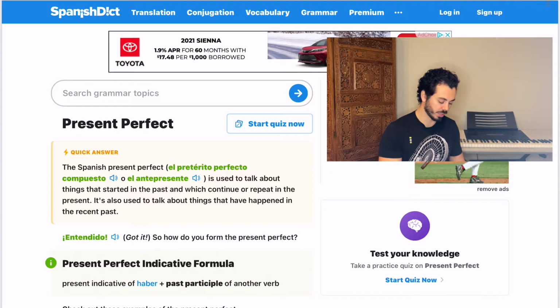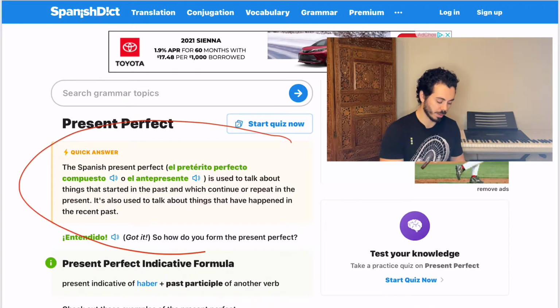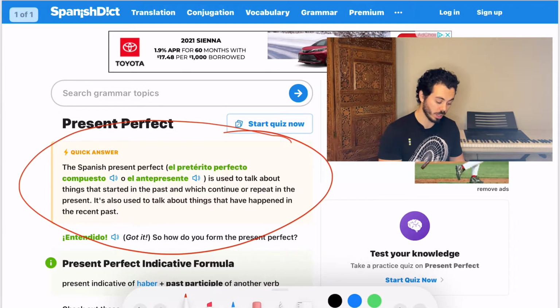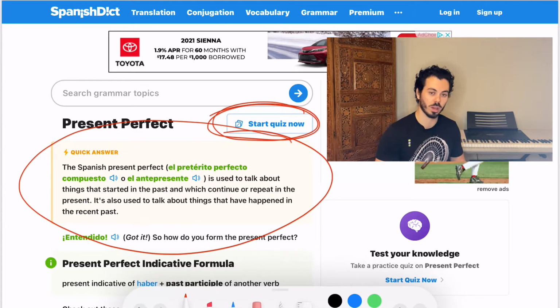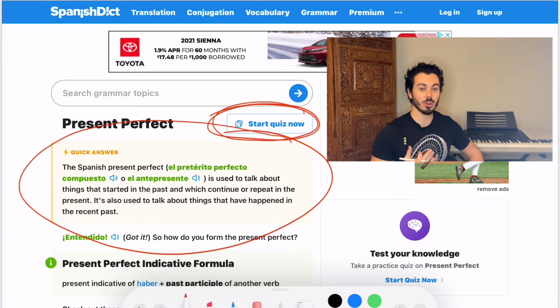What is the present perfect? I'm glad you asked, and I'm glad that we have a quick answer here. And by the way, you can notice up here, we have a start quiz now. These quizzes are super useful if you want to kind of logically know if you can do it. Because if you're trying to use, for example, the present perfect in a conversation, and you don't even know how to use it on paper, we have a problem.